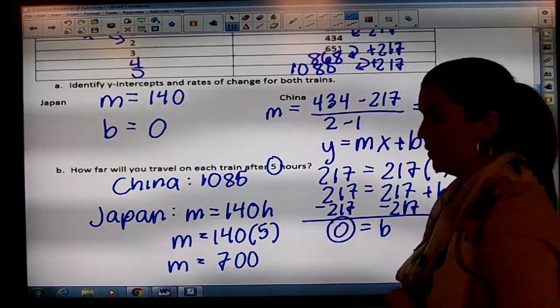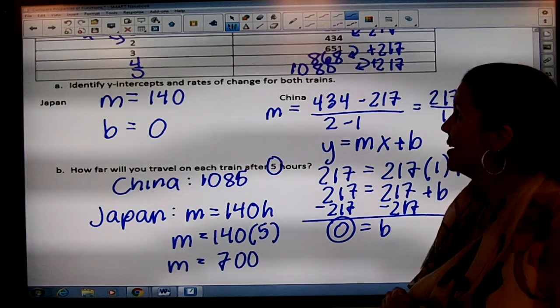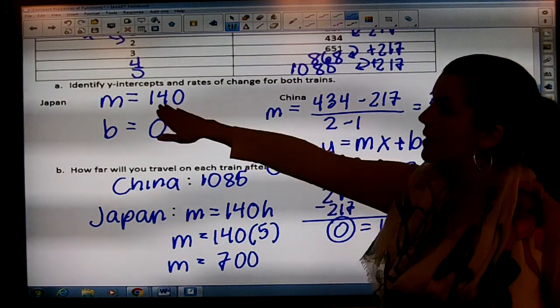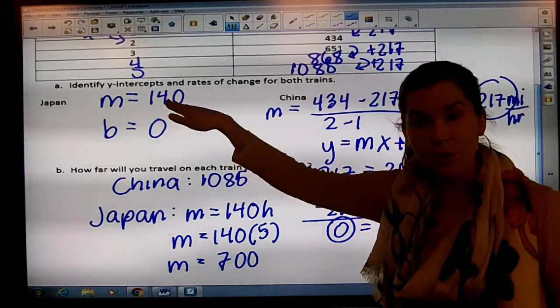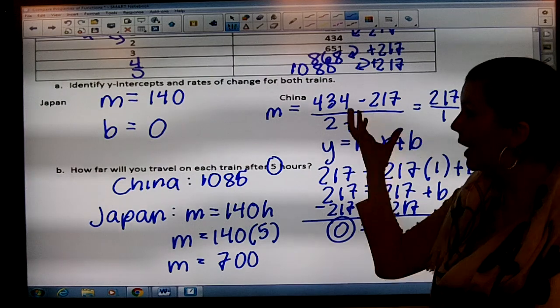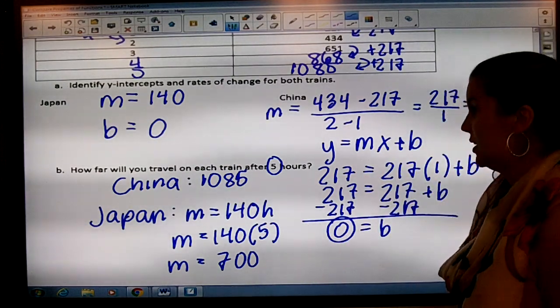So in Japan, we would go 700 miles, whereas in China, we would go 1,085 miles. And this should make sense because the rate of change in Japan was only 140, and the rate of change in China was 217. Obviously, you'll go farther in China in 5 hours than you would in Japan.